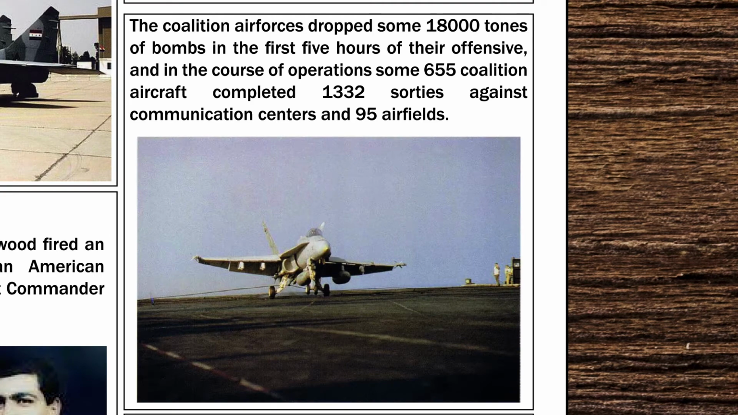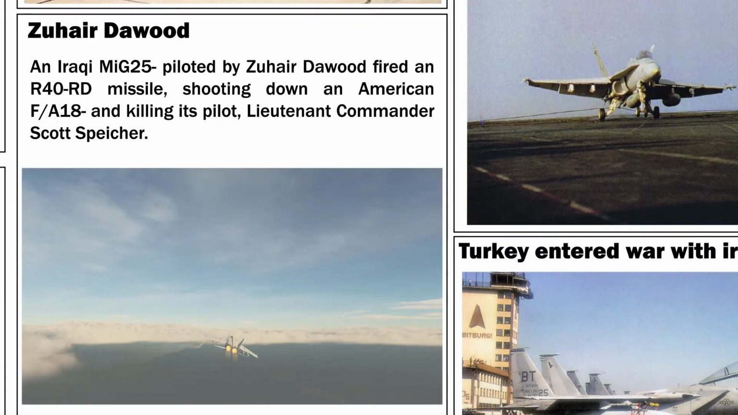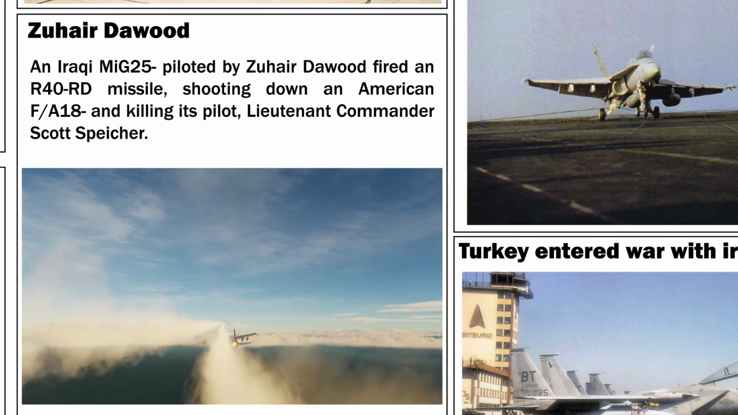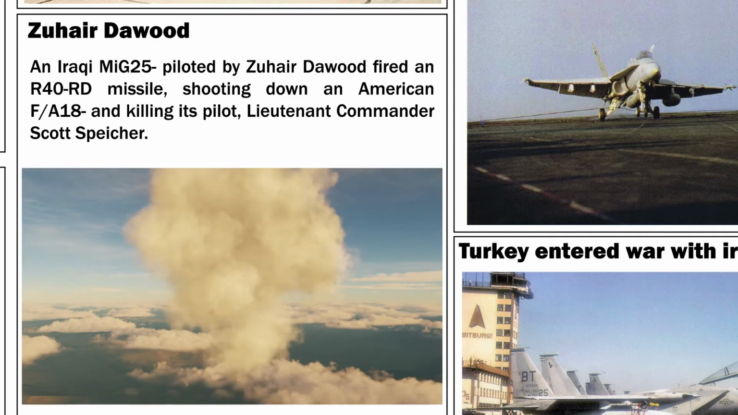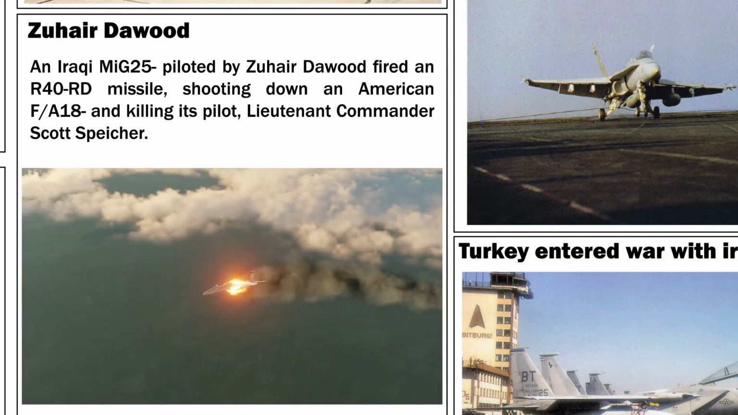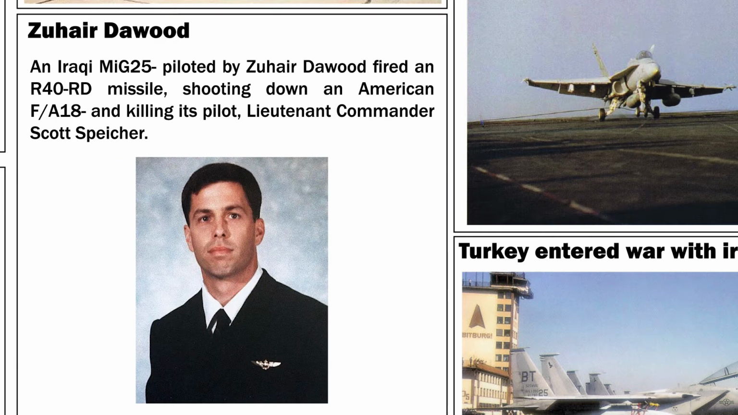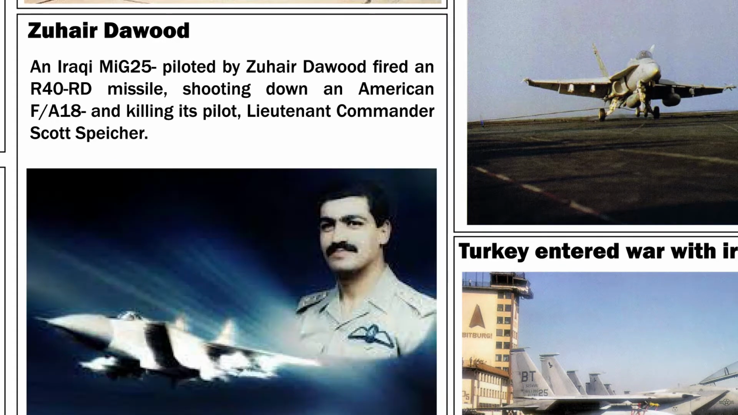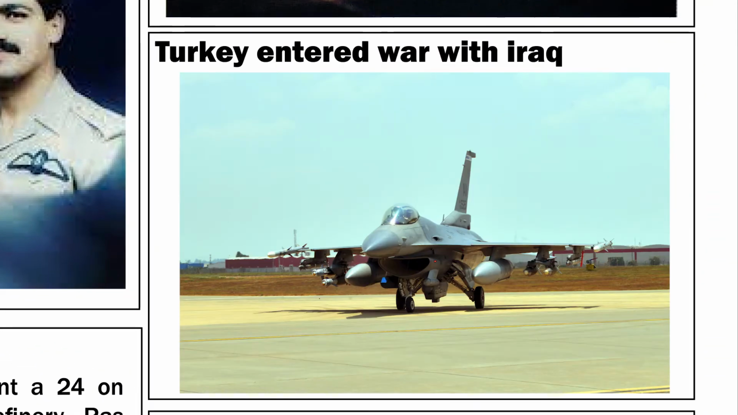On the first night of the war, 2 FA-18s from the USS Carrier were flying outside of Baghdad when 2 Iraqi MiG-25s engaged them. An Iraqi MiG-25 piloted by Zuhair Dawood fired a missile, shooting down an American FA-18 and killing its pilot, Lieutenant Commander Scott Spiker.